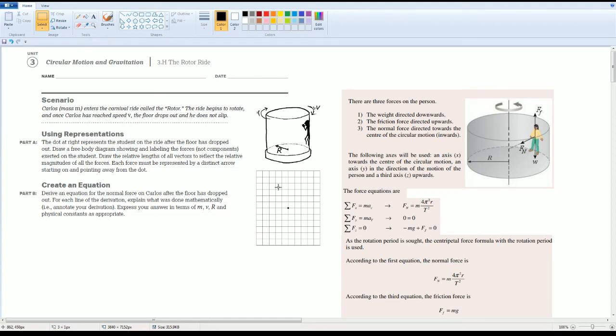All right, welcome. This is the AP Physics Workbook Solutions. Here we're covering Unit 3, Circular Motion and Gravitation. Here the section is 3.H, the rodeo ride.